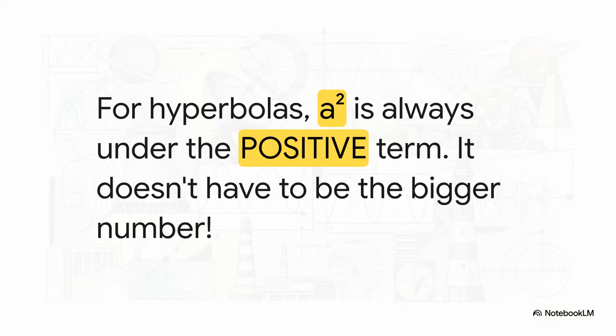All right, here's another huge one. Remember how with ellipses, a was always the bigger denominator? Forget that. Throw it out the window. For a hyperbola, a squared is always under the positive term. I don't care if it's bigger or smaller than b squared. If it's under the positive term, it's a squared, period.